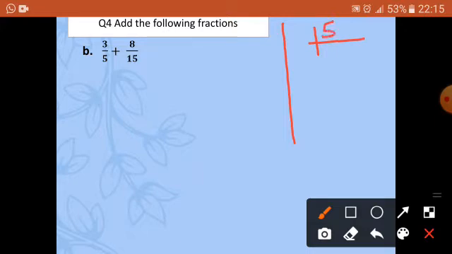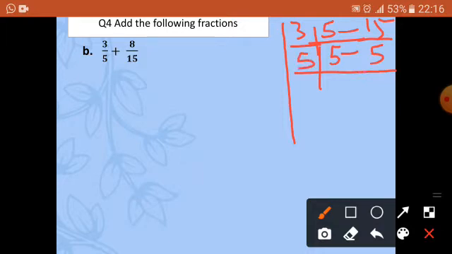I hope that you remember this procedure, so let me revise it for you. 5 and 15. Let's check which smaller number is going to divide 15. That is 3 times 5 is 15. 5 goes down as it is. And 5 times 1 is 5. So what is the LCM? That is 3 times 5, 15. So see, 15 is the LCM.